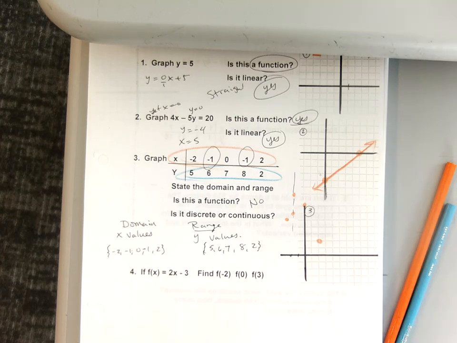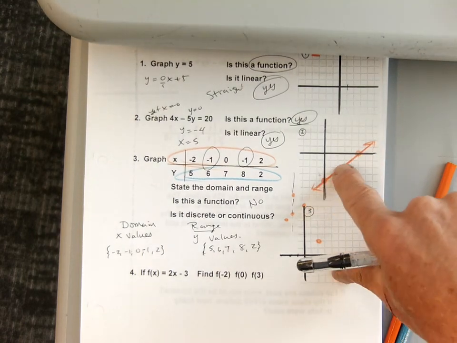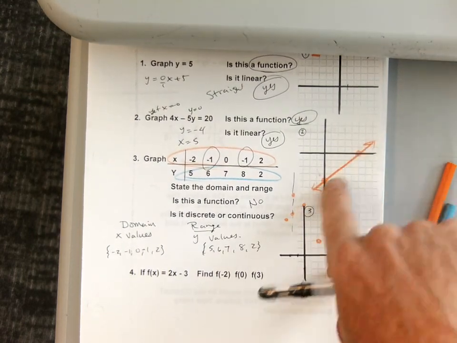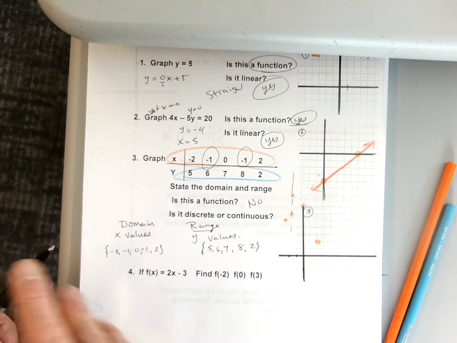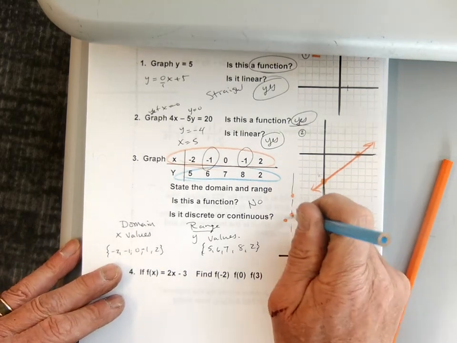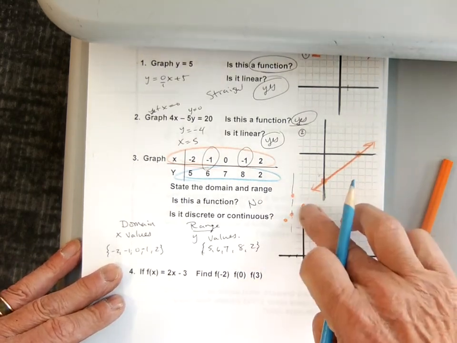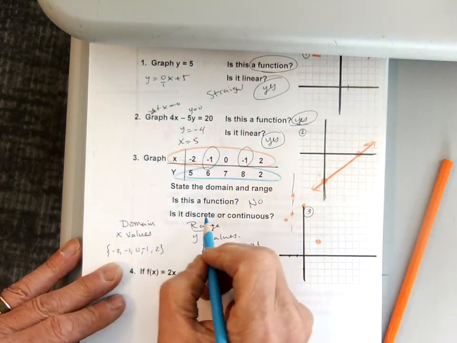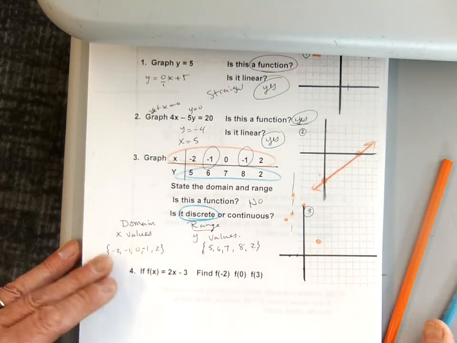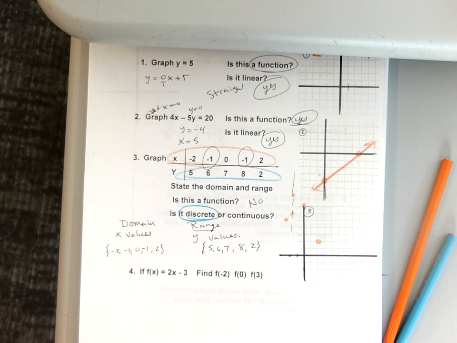So no. Now, discrete or continuous? Discrete means it stops and starts, stops and starts. Continuous just goes on, a nice continuous flow. This is not continuous. This is actually discrete because it jumps, jumps, jumps. Discrete means it jumps all over the place.